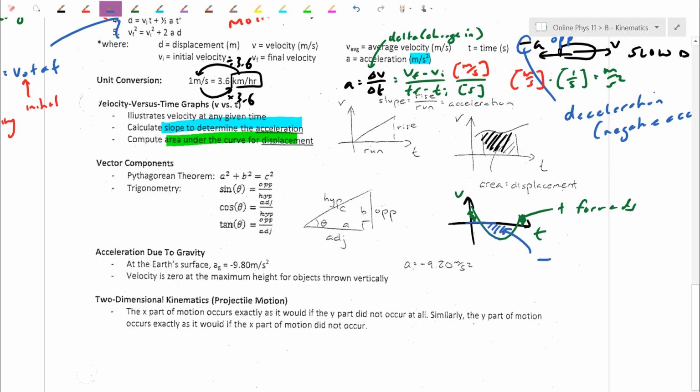It's between the curve and where the x-axis is. If the area is negative, I'm actually losing ground here. I actually go backwards. So backwards. All right. And we can do some calculations with acceleration, displacement.